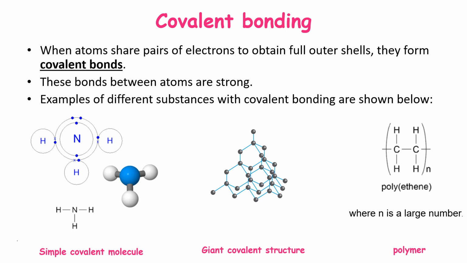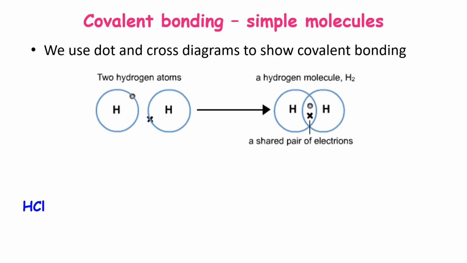So covalent bonding is when atoms share. Okay, and this time you need to show your overlap. Okay, there's simple covalent, there's giant covalent structures, and then there's your polymers. So you show your dot and cross diagrams to show the overlap. That is how you show covalent bonding. Please do not forget they share electrons. Only ionic is the one with the square brackets.